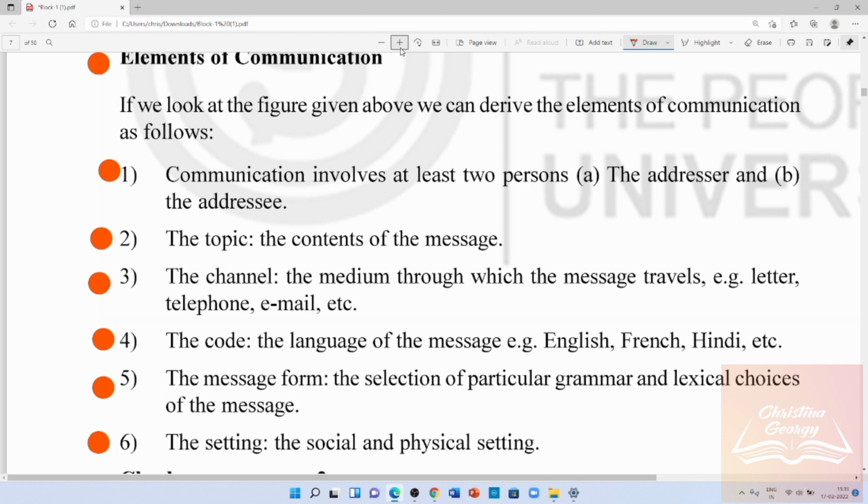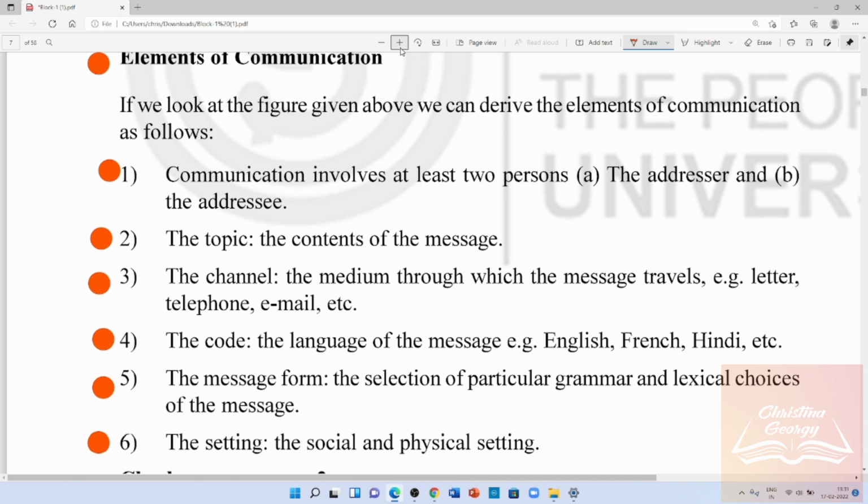So let's consider our case. Right now I'm communicating with you, right? So this communication involves me, the addresser, and you, the addressee. What is the topic? The process of communication. And what about the channel? Yes, you guessed it right, YouTube. What about the code? Am I speaking in Korean? Obviously not, I'm speaking in English. So the code would be English.